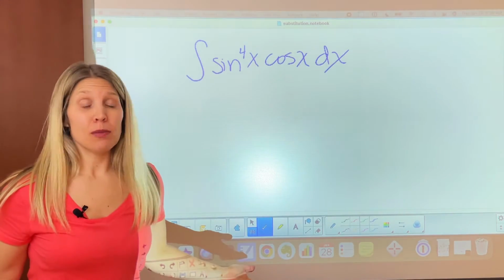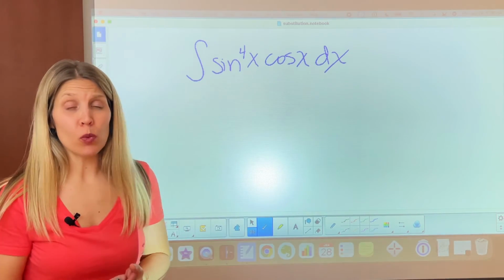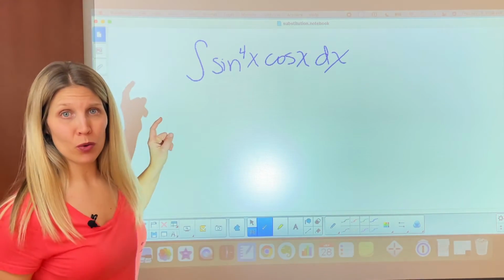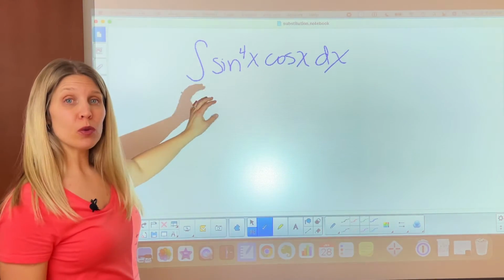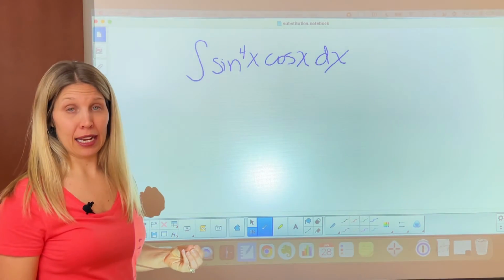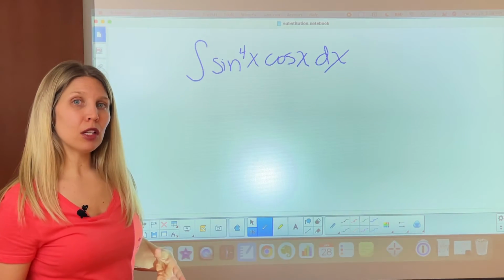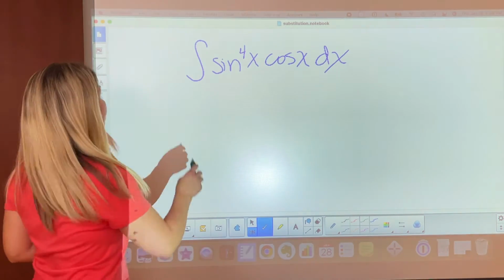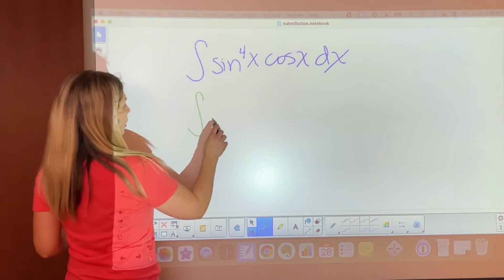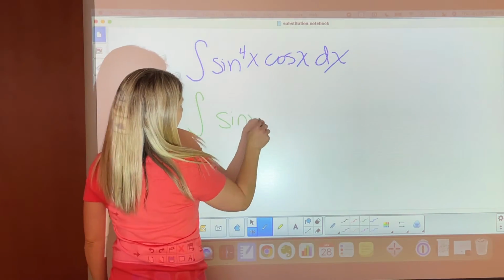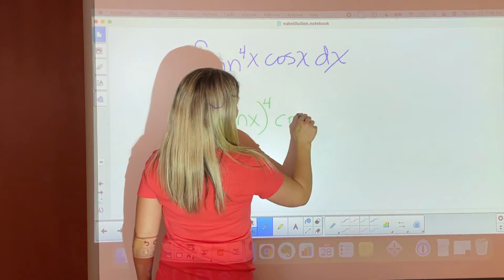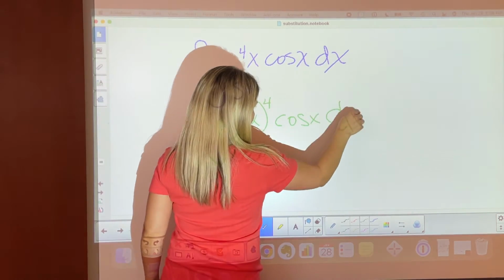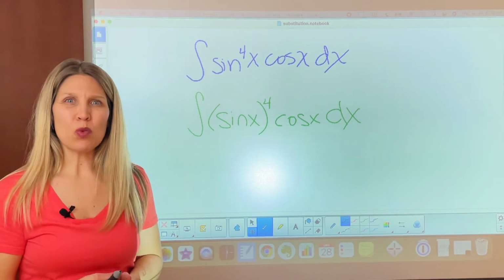There always has to be trig problems, right? Because just when you have something down, they have to throw this in your face. So now what I'm going to do here is notice where the exponent is on sine x. I'm going to rewrite it a little bit to make it a little easier to solve. So we're going to have the integral of sine x to the 4th power of cosine x dx. Now you may be asking, why did she do that?